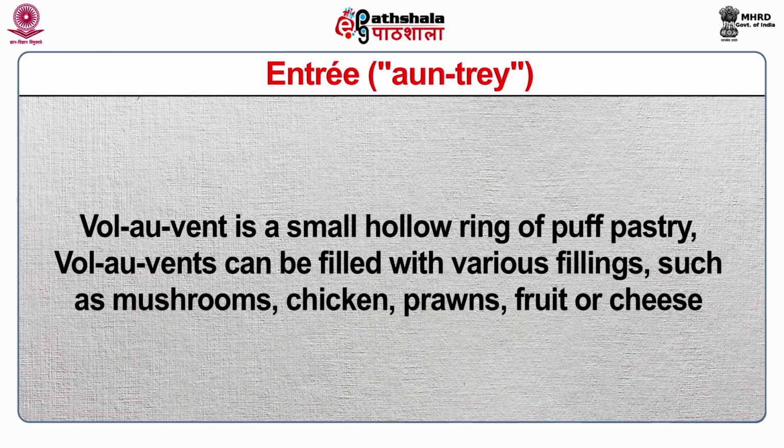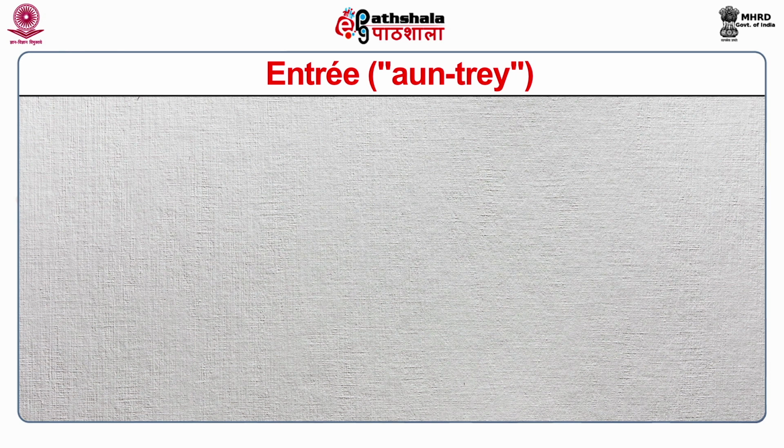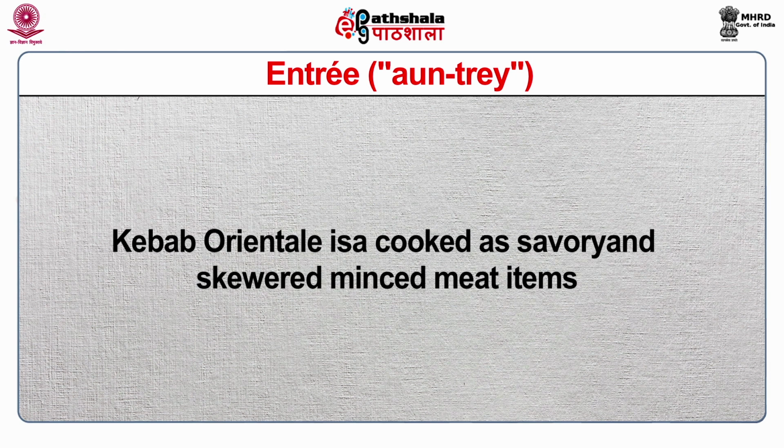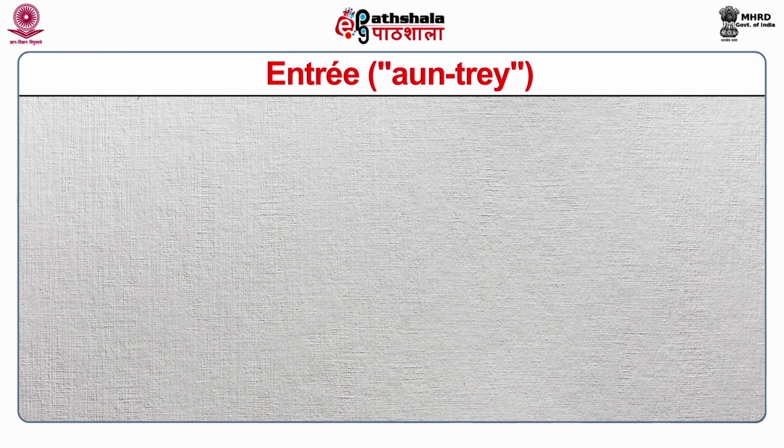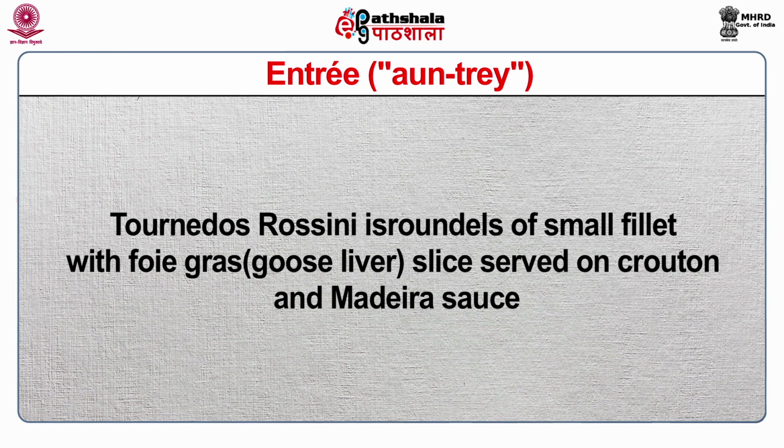Vol au vent is a small hollow ring of puff pastry. Vol au vents can be filled with various fillings such as mushrooms, chicken, prawns, fruit or cheese. Kebab oriental is cooked as savoury and covered minced meat items. Tornadoes Rossini is roundels of small fillet with foie gras sliced, served on crouton and Madeira sauce.